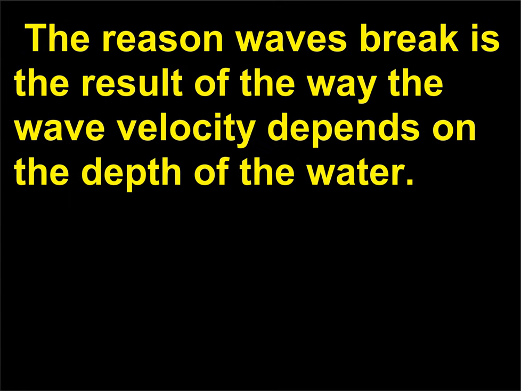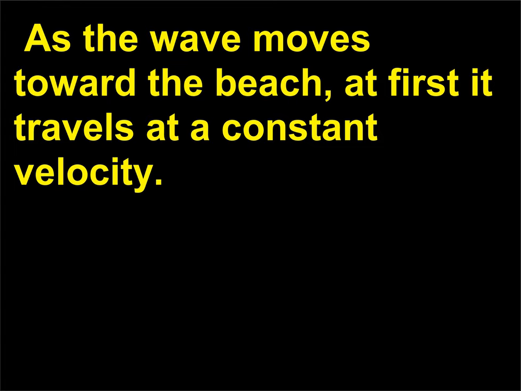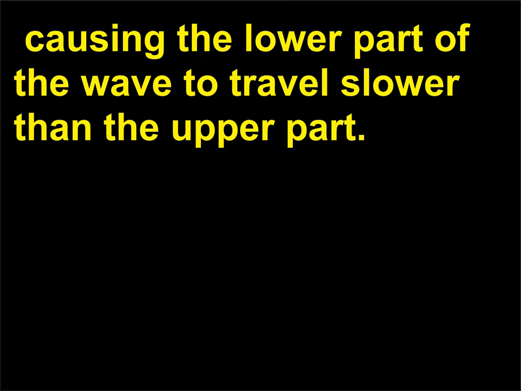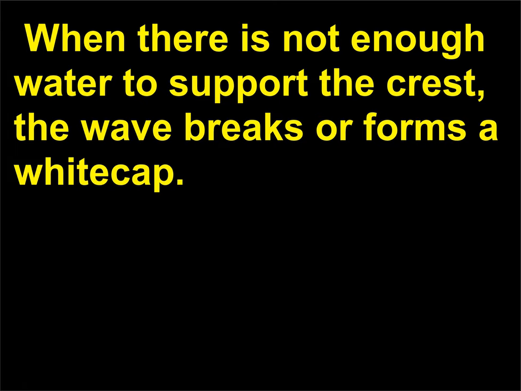The reason waves break is the result of the way the wave velocity depends on the depth of the water. Consider a water wave with a large amplitude. As the wave moves toward the beach, at first it travels at a constant velocity. As the ocean depth begins to decrease, the bottom of the wave gradually encounters more and more friction with the beach, causing the lower part of the wave to travel slower than the upper part. As the lower part slows down, the crest, moving faster, moves over the trough. When there is not enough water to support the crest, the wave breaks or forms a white cap.